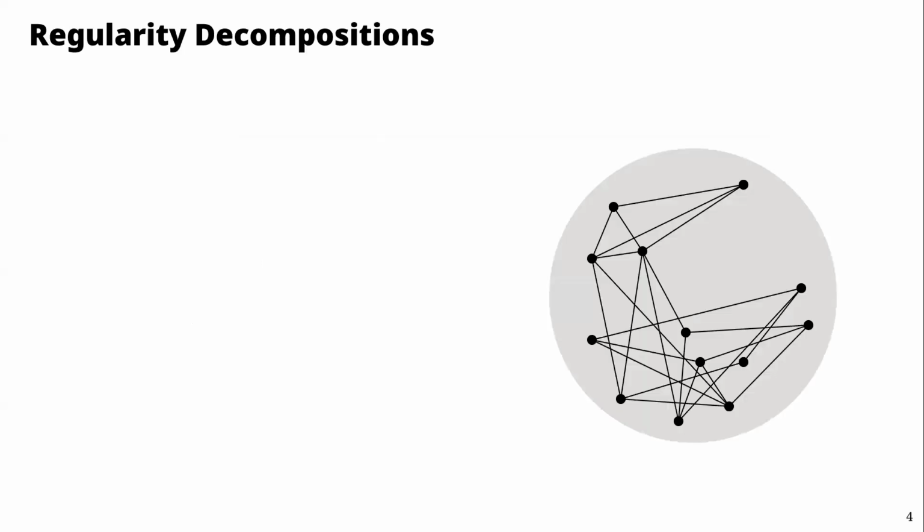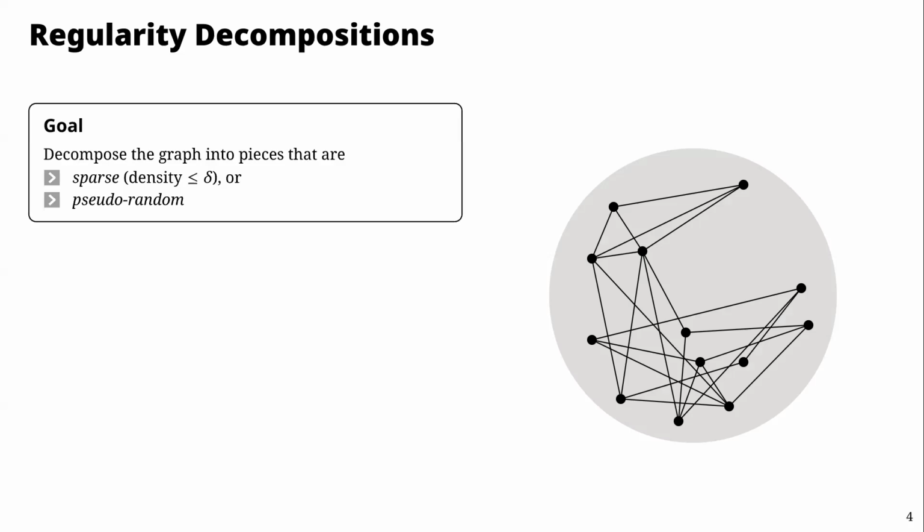Okay, so let me talk about our algorithm and the tools it relies on. The keyword here is regularity decompositions, which let me define somewhat abstractly. Suppose you're given an arbitrary graph. The goal is to decompose this graph into pieces that are either sparse, in the sense that they have a bounded, say, edge density delta, or that they are pseudo-random, in whatever appropriate notion of pseudo-randomness. So for instance, for this graph, maybe a decomposition should look like this.